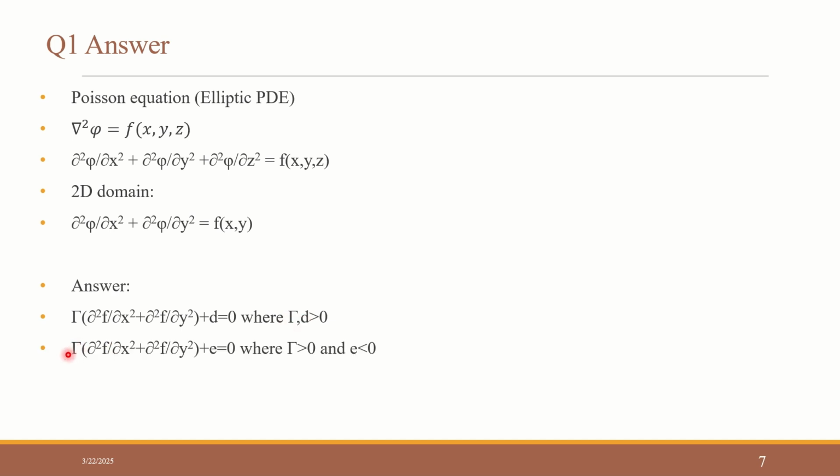Similarly, in the fourth equation, what have we got? We got gamma into dou square f by dou x square plus dou square f by dou y square plus e equal to 0. Here e is less than 0. So either it can be positive or it can be negative, but gamma should always be positive. So therefore equations 3 and 4 are our desired equations.